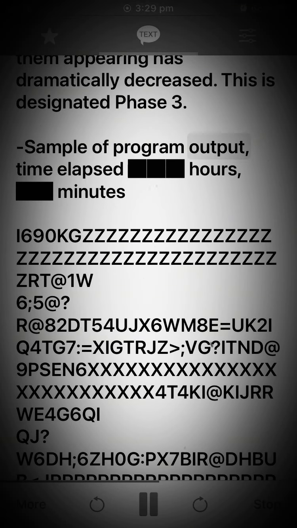Sample of program output. Time elapsed: hours, minutes.